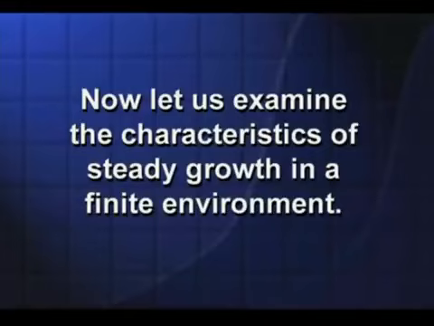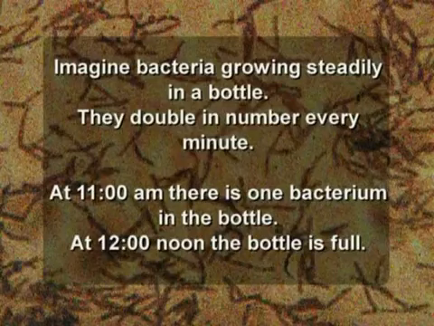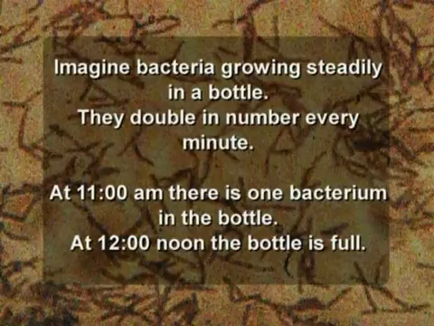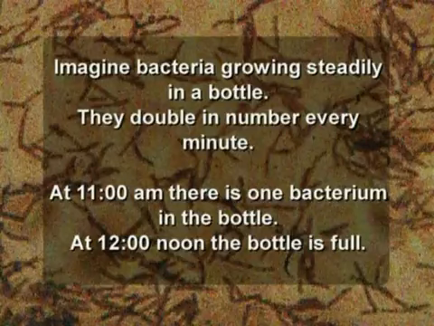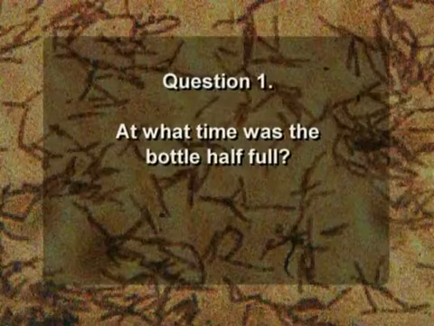Let's look now at what happens when we have this kind of steady growth in a finite environment. Bacteria grow by doubling, and one bacterium divides to become 2, the 2 divide to become 4, the 4 become 8, 16, and so on. Suppose we had bacteria that doubled in number this way every minute. Suppose we put one of these bacteria in an empty bottle at 11 in the morning and then observe that the bottle's full at 12 noon. Now there's our case of just ordinary, steady growth. It has a doubling time of 1 minute. It's in the finite environment of one bottle. I want to ask you 3 questions. Number 1, at what time was the bottle half full?